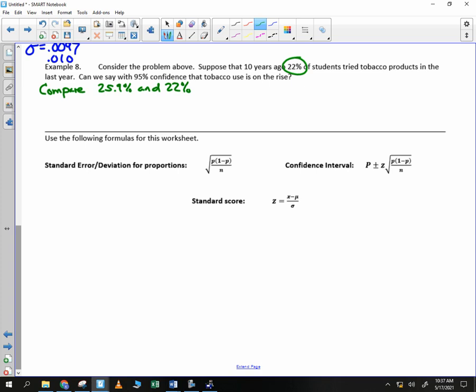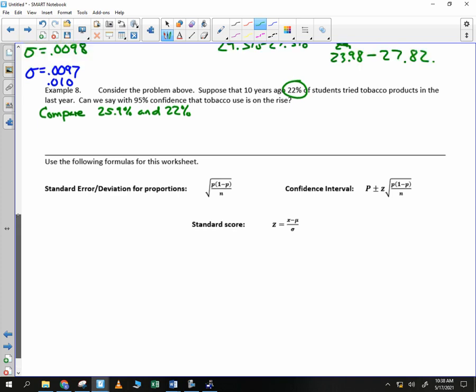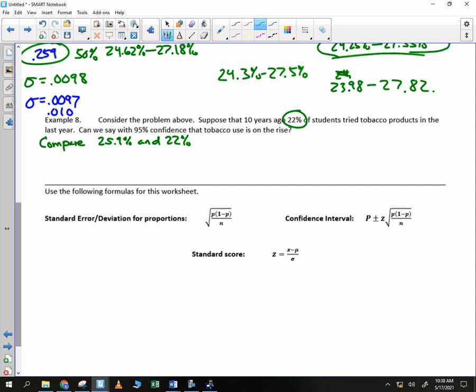Okay, those who say, yep, it's on the rise. Those who say it's not conclusive enough. Looks like most people are saying it's probably on the rise. Let's confirm. We want to compare 25.9 and 22. And so we also want to be 95% confident. So this is what you need to be able to set up.